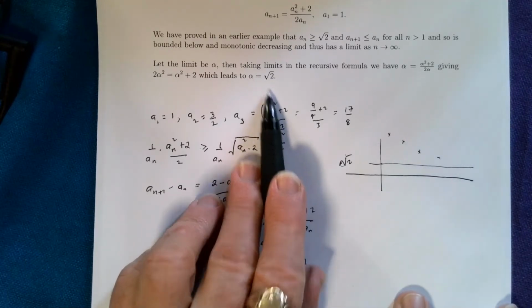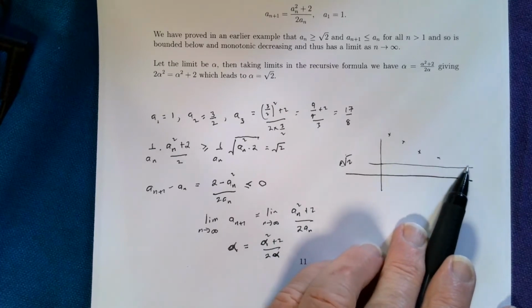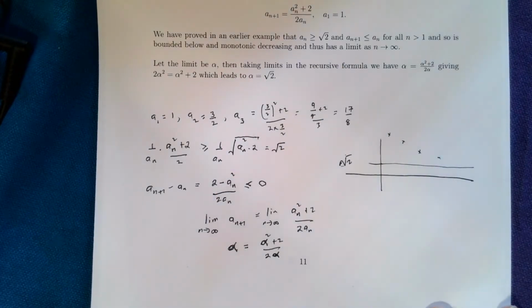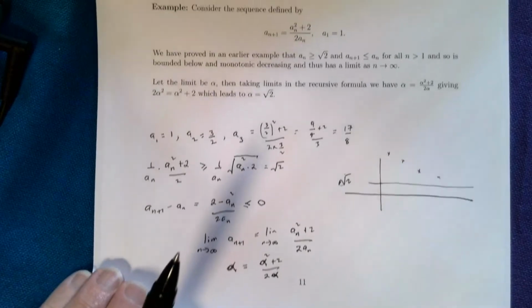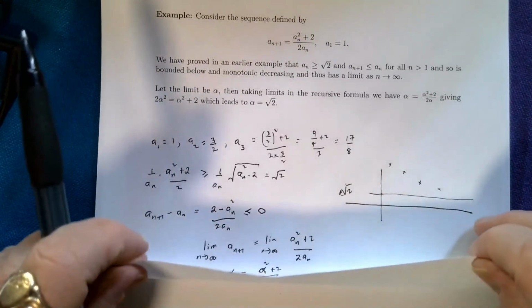So in fact, in this case, the brick wall was the point to which the sequence was converging, that is root 2. That won't always be the case in these problems, but that's what it is. Now you'll see another one similar to this one in the tutorial problems.